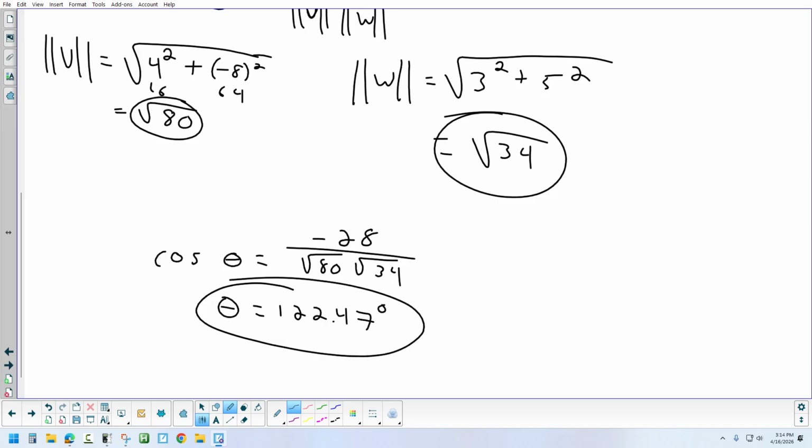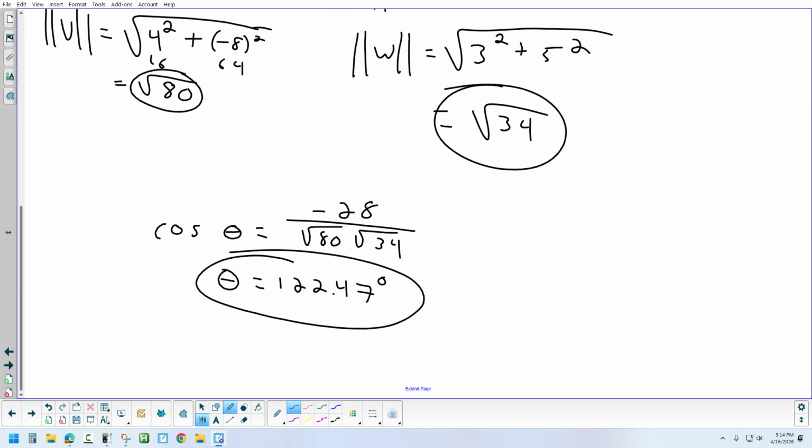Okay, so now my next question is, are those two vectors parallel, orthogonal, or neither? This is neither. The reason it's neither is because to be parallel, what do you have to get for an angle if two vectors are parallel? Yep, 0 or 180. And what do you get for an angle if two vectors are orthogonal?